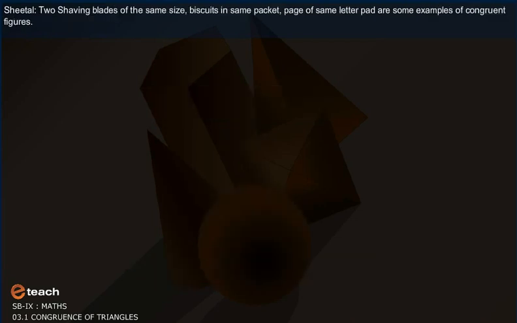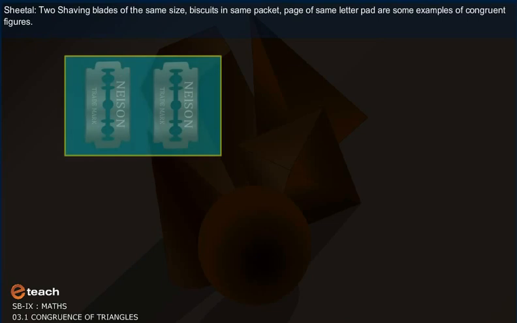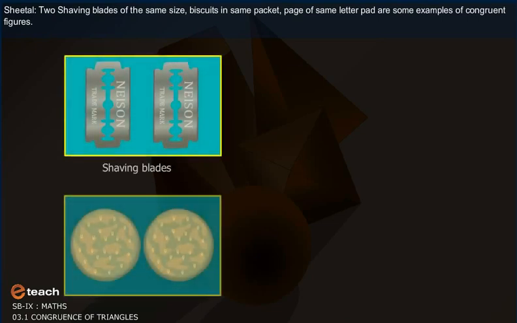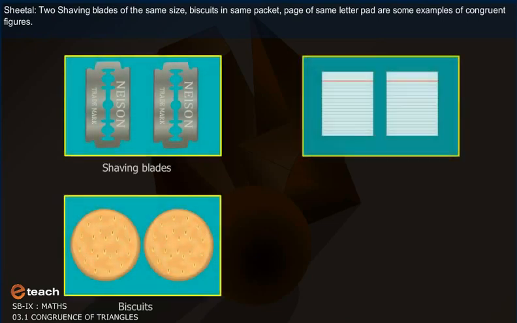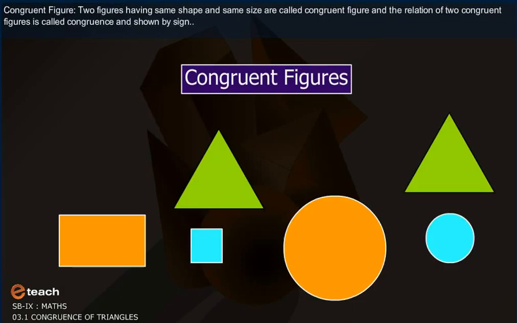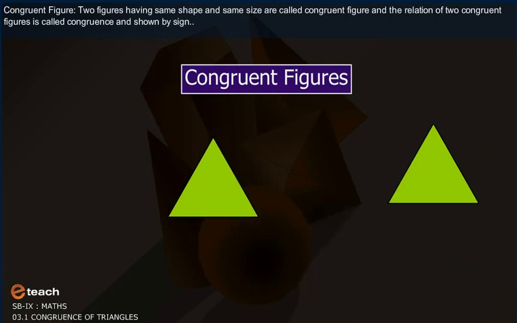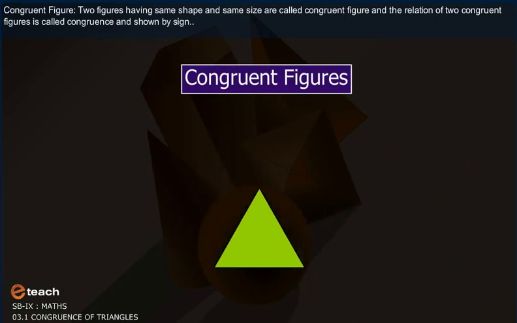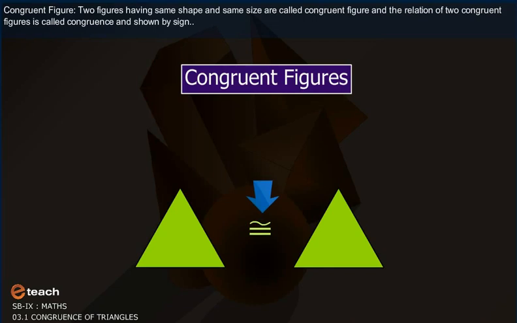Sheetal says, two shaving blades of the same size, biscuits in the same packet, pages of the same letter pad are some examples of congruent figures. Congruent figures: two figures having the same shape and same size are called congruent figures. The relation of two congruent figures is called congruence and is shown by a sign.